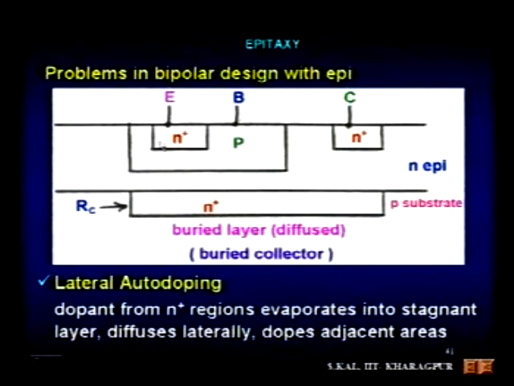So you see, if you grow an epi layer at high temperature, from this N plus region some of the dopant atoms evaporate, diffuse laterally, and dope other adjacent areas. This is known as lateral autodoping. Lateral autodoping and out-diffusion from the buried layer are some of the problems in bipolar design with an epi layer. Okay.